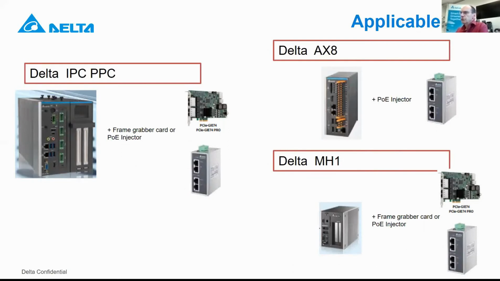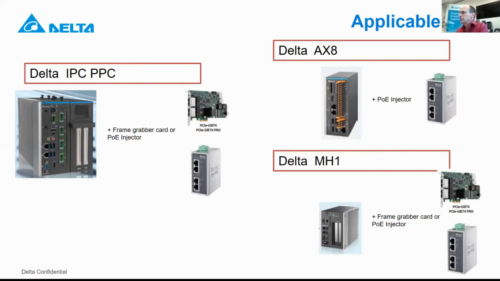If you don't want to use the frame grabber card, you can also use the Ethernet output, and then you have to use a power over Ethernet injector. You can also use our new AX8 motion controller, but that controller has only Ethernet, not power over Ethernet. So you need to use a power over Ethernet injector to inject the power on the cable.